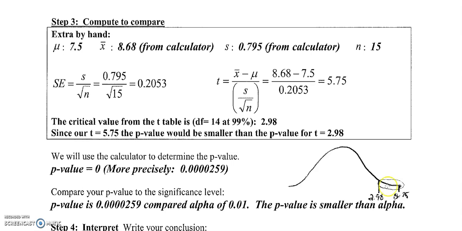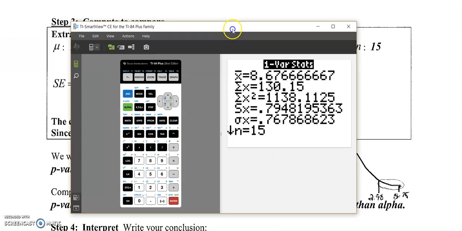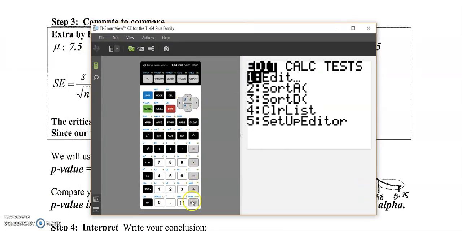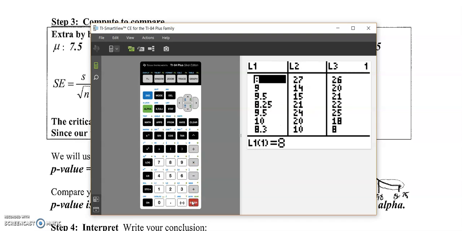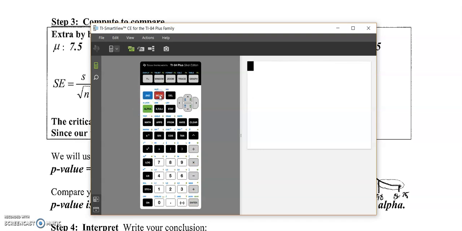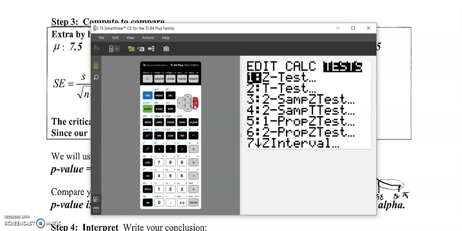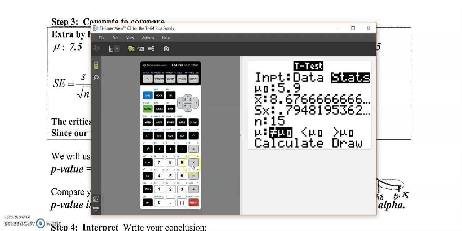But we're going to find the p-value in the calculator. So we go to the calculator. Remember, we have our data, stat 1 for edit. We have our data in list 1. And we're going to do a t-test. So I'm going to hit second mode. I'm going to go to stat, to the right for t-test. Push enter.